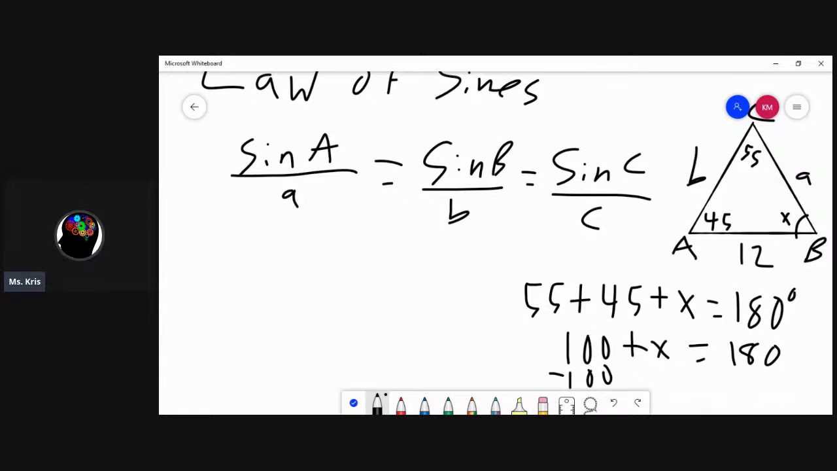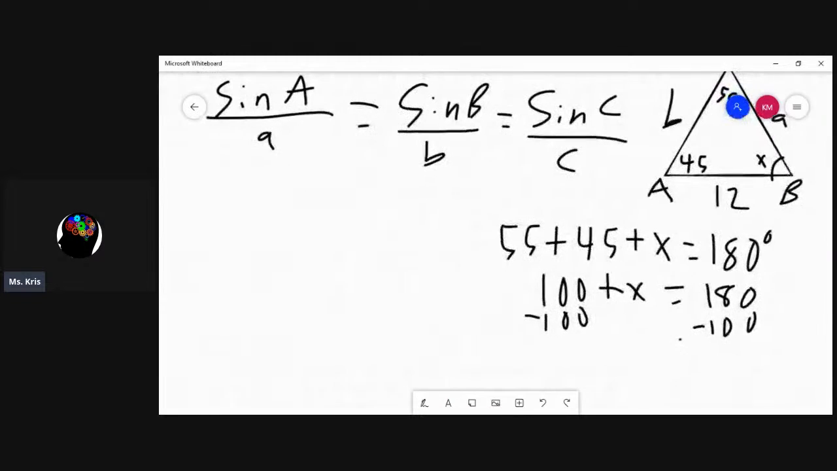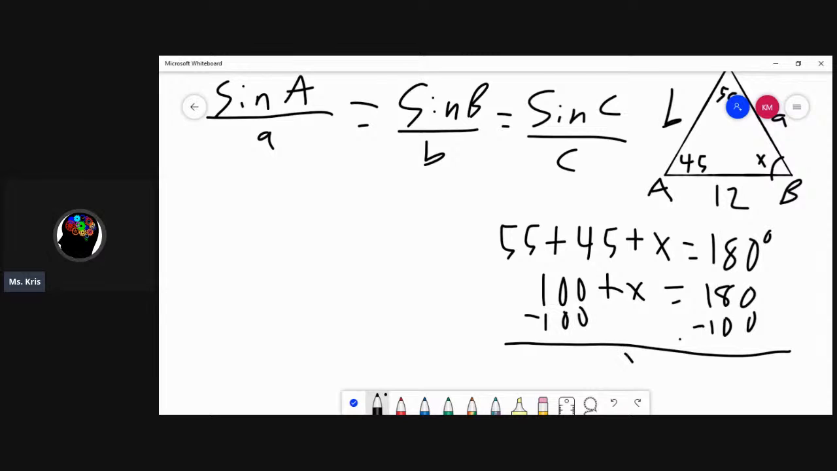Next, I subtract 100 on both sides because guess what? I'm still solving for my x. And of course, my missing angle equals 80. So x is 80, or angle B is 80.